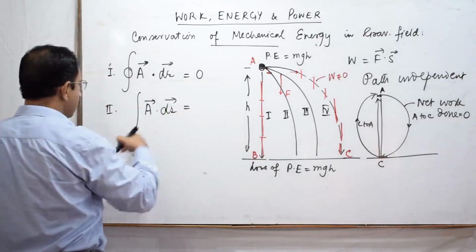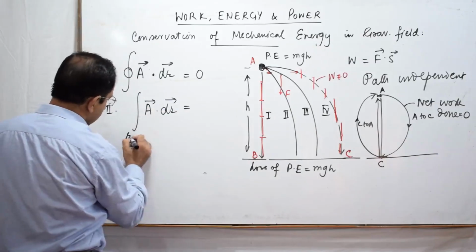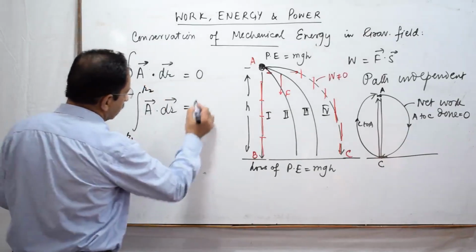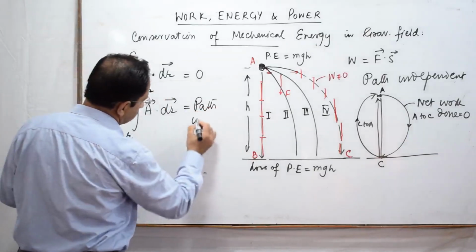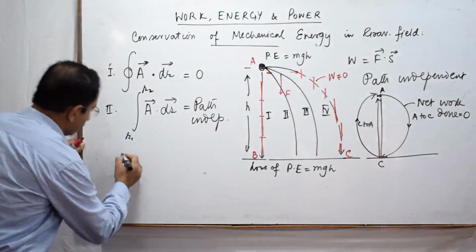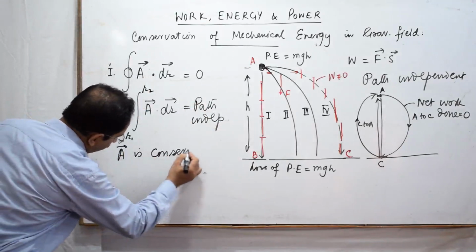is not closed but it is open, we started from some position, say R1, and stopped at some position, say R2, and this integral is path independent. Then if these two properties are present in a certain vector, this vector is a conservative vector.